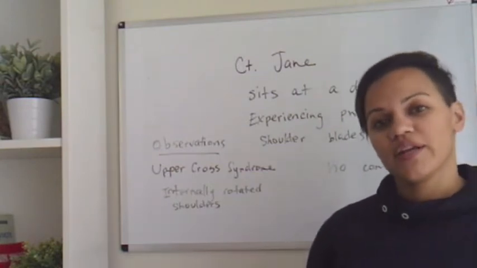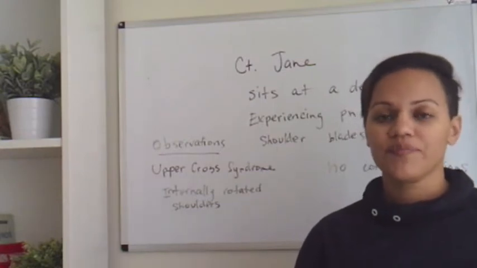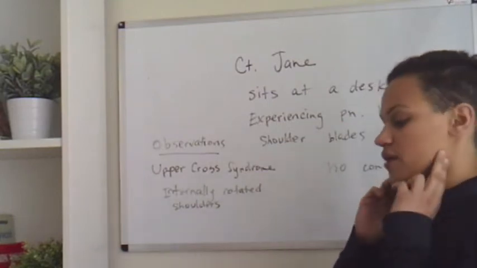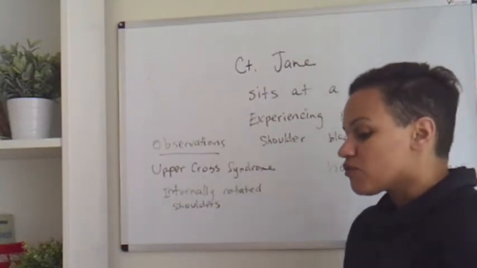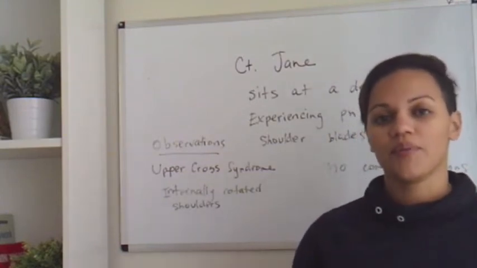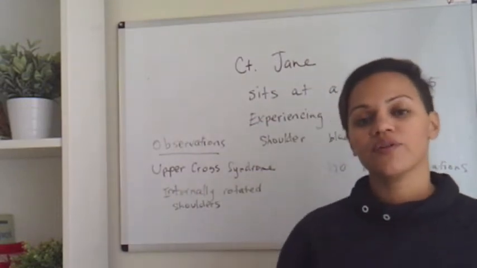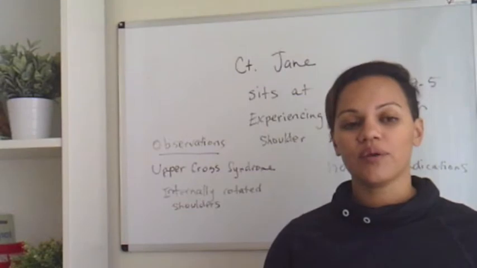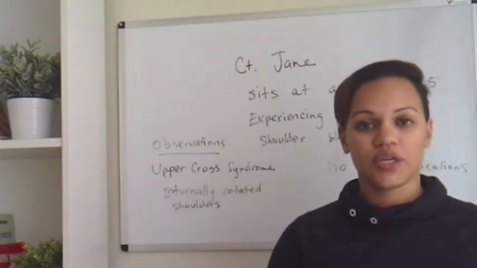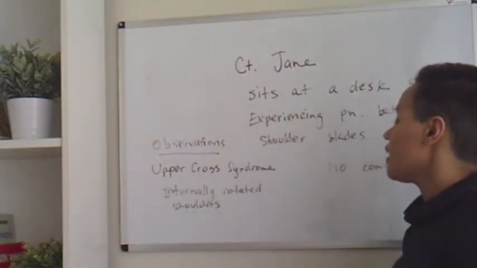In this video, we're going to branch off of our last video where we talked about upper cross syndrome. Upper cross syndrome, again, to reiterate, is characterized by a forward head posture and rounded upper back, okay? Internally rotated shoulders and rounded upper thoracic spine. So in this video, I'm going to walk you through how we develop a treatment plan for a client with this particular distortion.